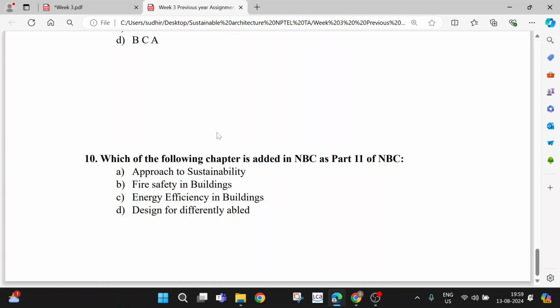Okay, so Surat is asking how many questions and how much time. I also don't know how many questions there will be, but approximately it will be a 3 hour exam, like normal exams.